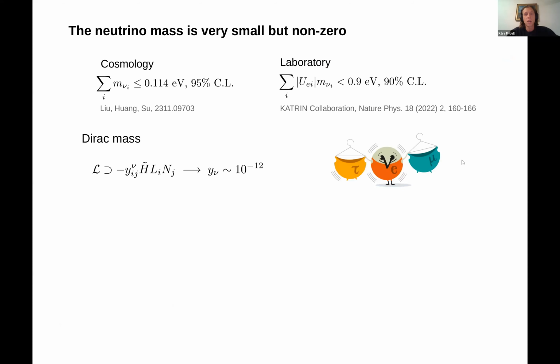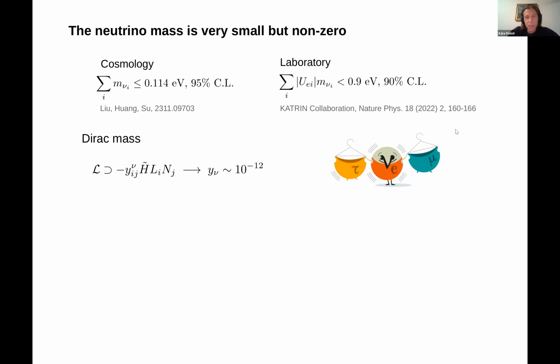Okay, so we know that the neutrino mass is very small, but we know that, of course, it is non-zero thanks to neutrino oscillations. And from different places, we get different bounds on the sum of neutrino masses. So the cosmological bound is the strongest one. However, it's more model dependent than the lab-based searches. And from the lab, the most stringent bound comes from KATRIN, who at 90% confidence level say it's below 1 electron volt. So we know that it's very small, but we don't know how small.